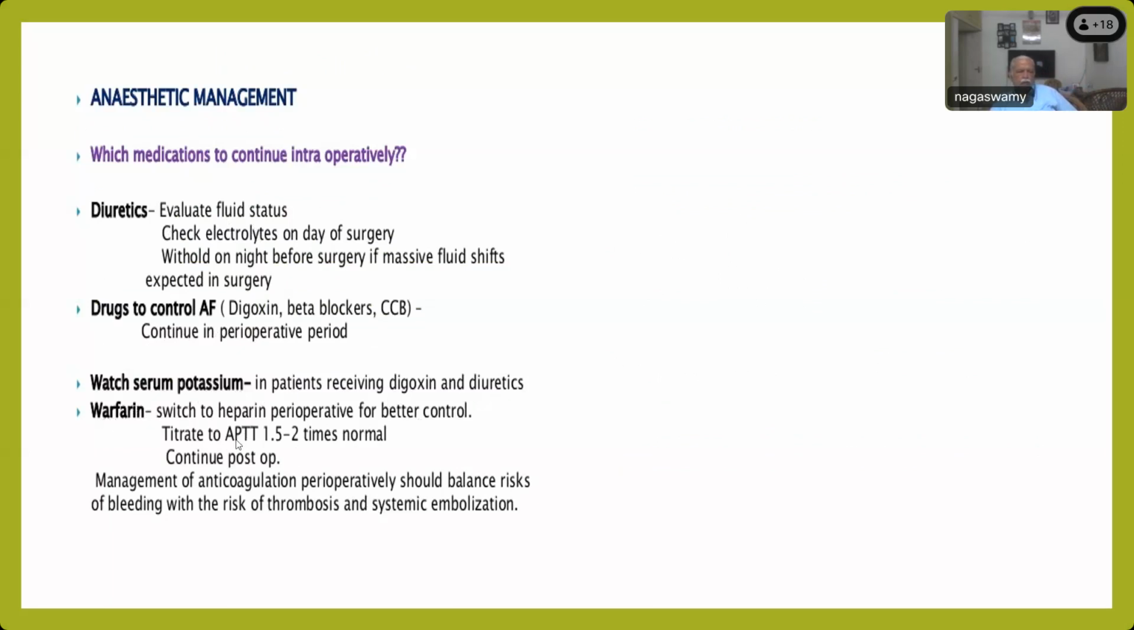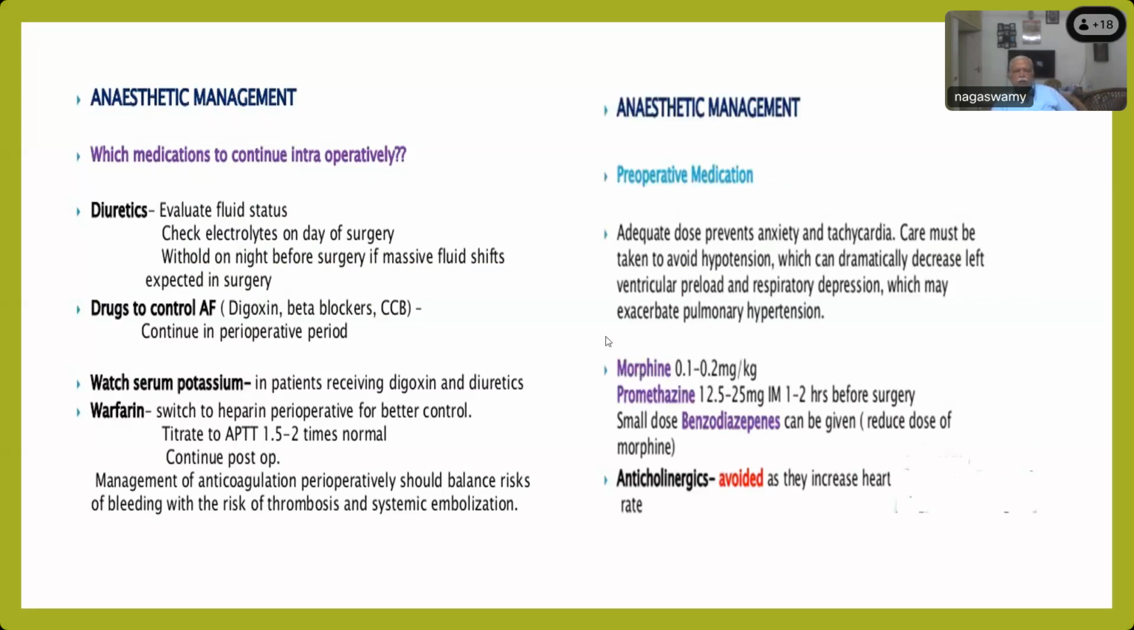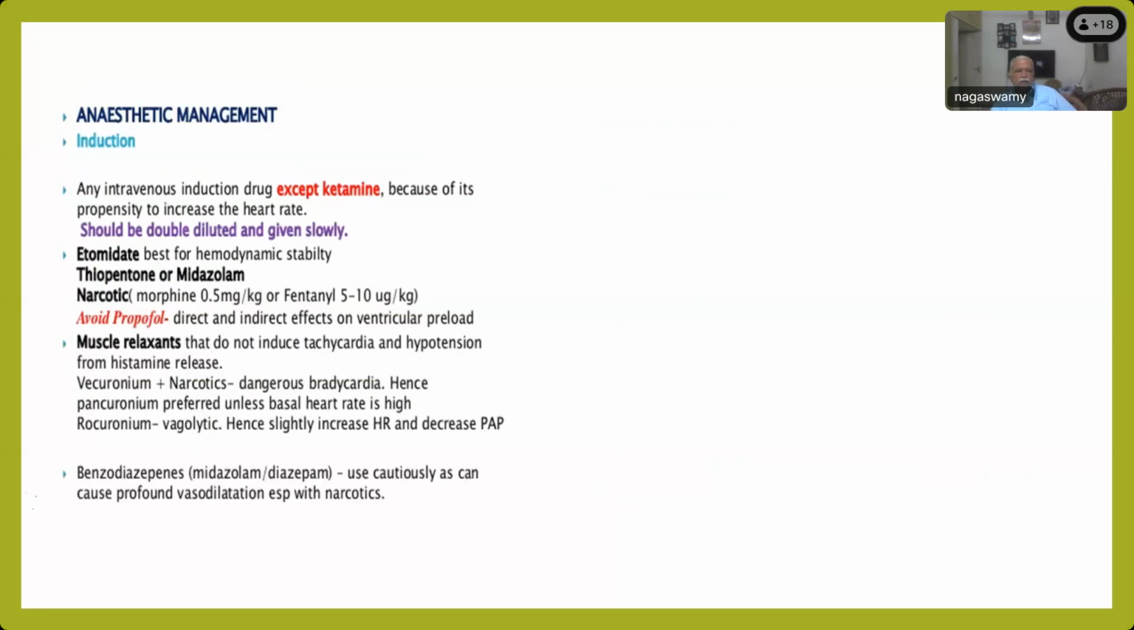Warfarin, you may have to switch over to a short-acting drug if the patient is already taking warfarin for thrombus prevention. And for preoperative sedation, you can give morphine because this is an ideal drug which will keep the pulmonary pressures under control. And you can give promethazine, which will have an antiemetic effect and it will potentiate the action of morphine also, so that you can reduce the dose of morphine. And benzodiazepine can be given for very sick people to reduce the tachycardia. Avoid atropine or glycopyrrolate because they can increase the heart rate.